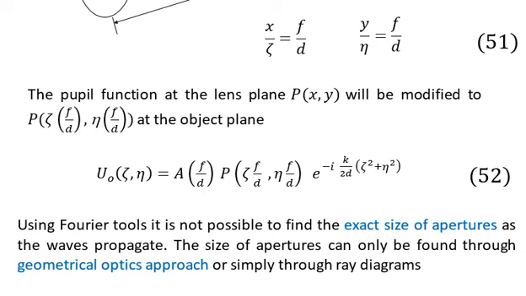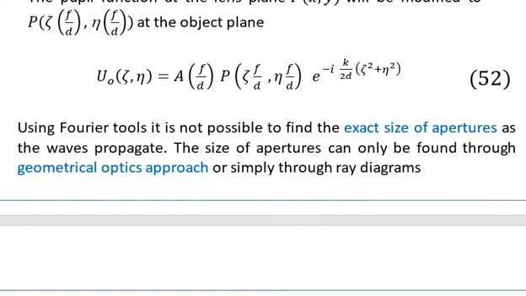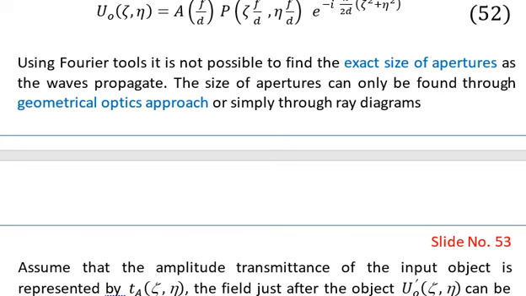And all the variables on the right hand side now contain zeta and eta. Using the Fourier tools, it is not possible to find the exact size of apertures. As the wave propagates, the size of apertures can only be found through the geometrical optics approach, or simply through ray diagrams.